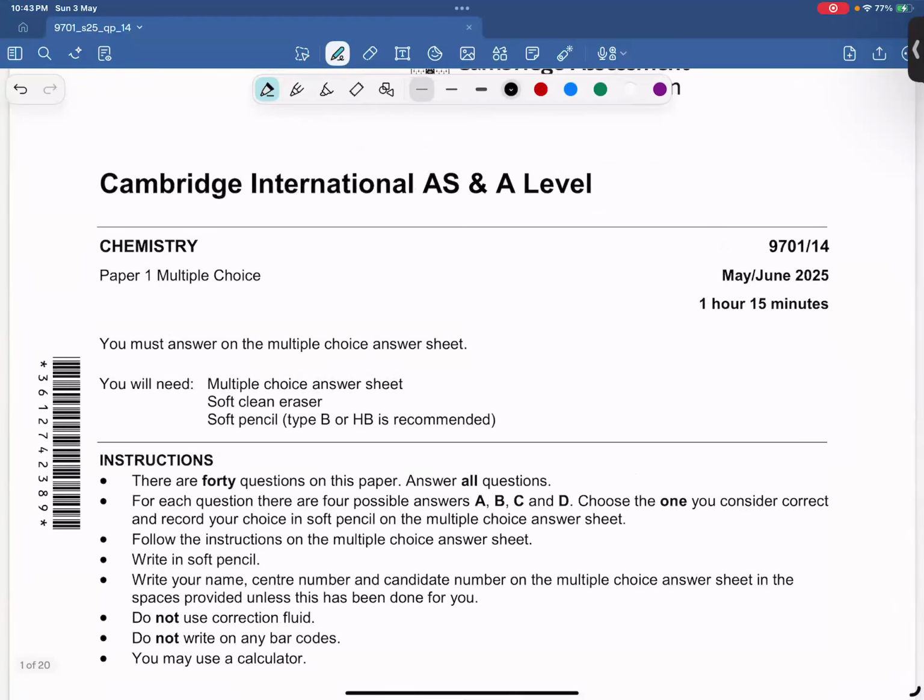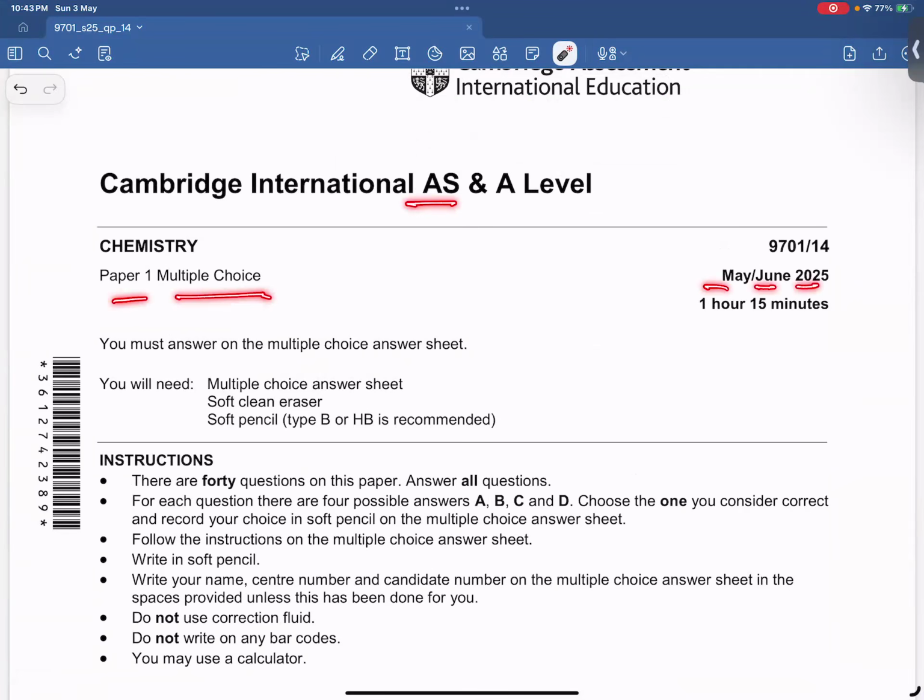Hi everyone, welcome back. Let's start AS level paper 1 multiple choice question of May-June 2025 variance 14. We have done variance 11, 12 and 13 in the previous classes. Let's talk about variance 14 today. Let's move on to the question number 1.